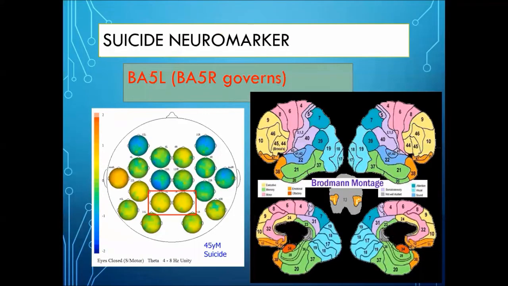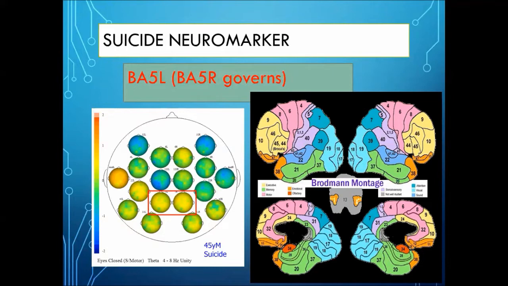Okay, so we have found out through history, through empirical investigation, that suicidal tendencies and self-harming tendencies are often associated with 5L. And 5L is this one over here. You can see it in this part of the Brodmann map. Now, 5R is usually more what we call the homicide marker. When people show problems in 5R, they're often aggressive outwards. Think of 5L as aggressive inwards.